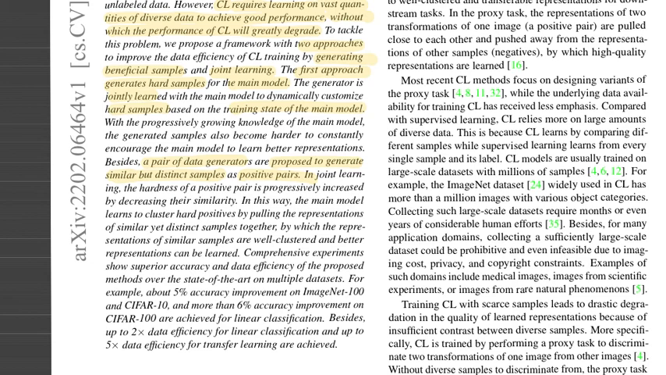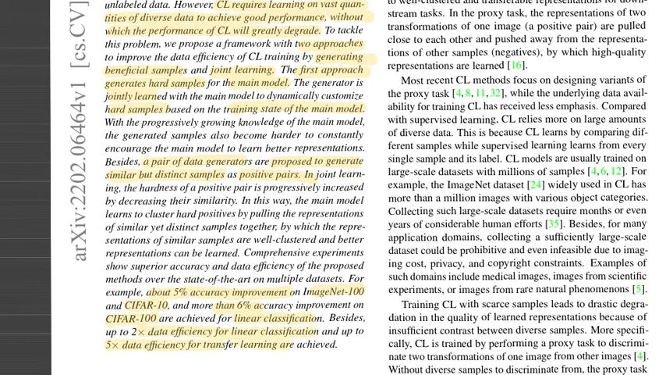Their work results in a 5% accuracy improvement on ImageNet-100 and CIFAR-10, more than 6% on CIFAR-100, and these are for the linear classification. Up to 2 times data efficiency, and 5 times data efficiency for transfer learning, relative to the previous one for linear classification.